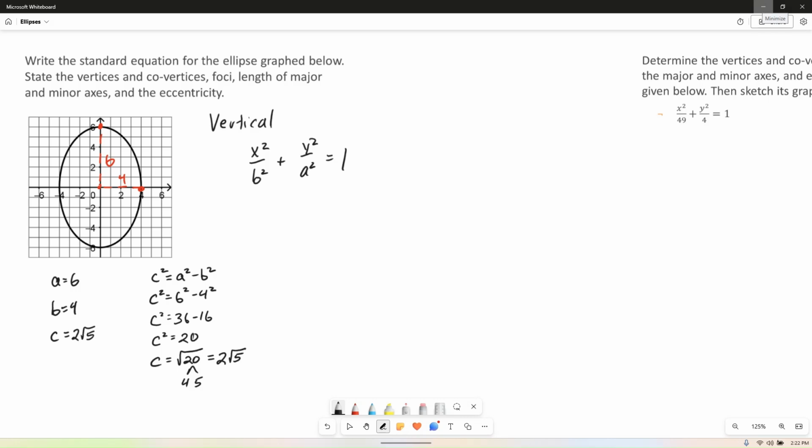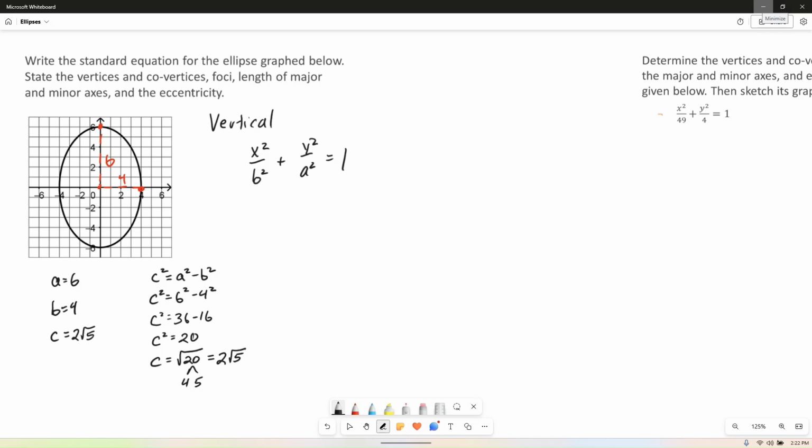Now I'll just give you a warning. Usually a, b, and c are not all going to be whole numbers. At least one of them is probably going to have a square root in it, if not more than one. So just get comfortable with that.